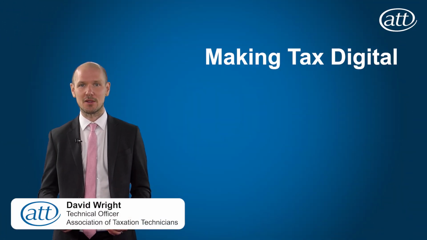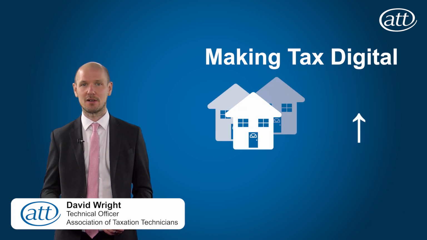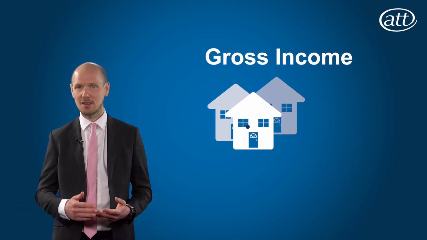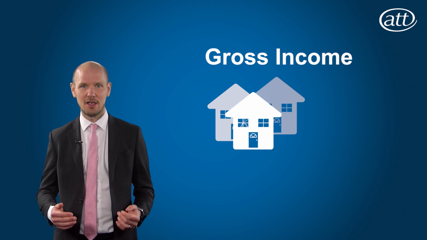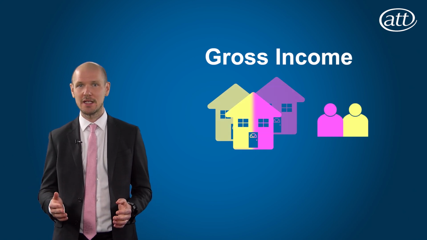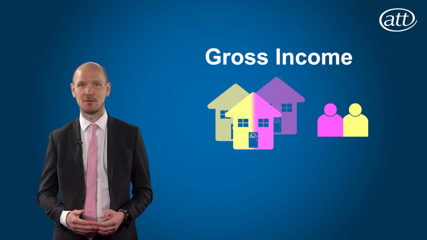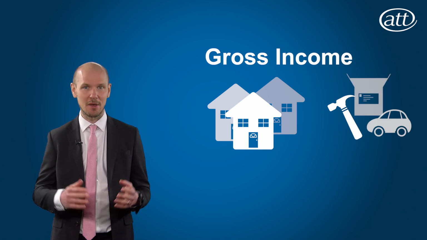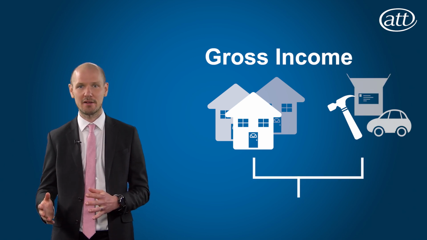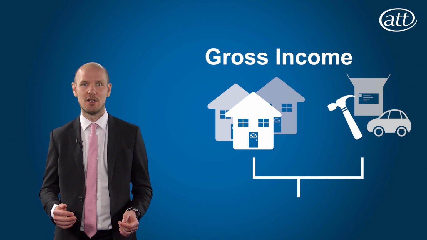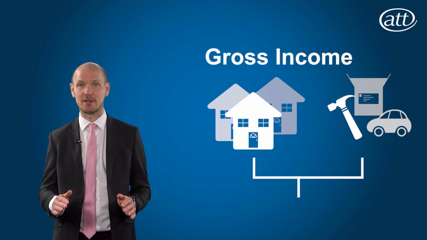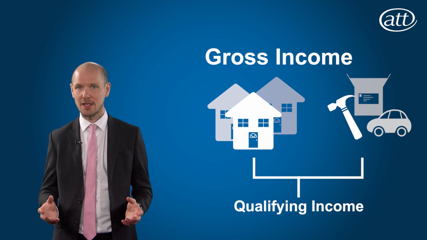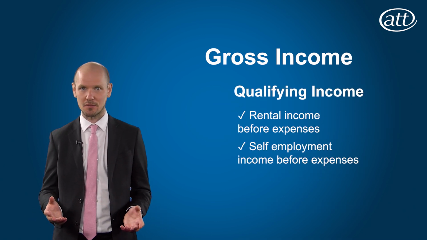MTD will apply to landlords whose gross income from property is above a certain threshold. Gross income means your total rental income before you deduct any expenses, allowances, or tax payments. If you own rental properties jointly, you only need to count your share of the gross rent. If you're a landlord who is also self-employed, you'll need to add up your gross property income and your gross sole trade income when comparing them against the MTD threshold. Remember, we're looking at income here, not profit. The combined amount is called your qualifying income. You don't need to include any other sources of income like salary or pensions.